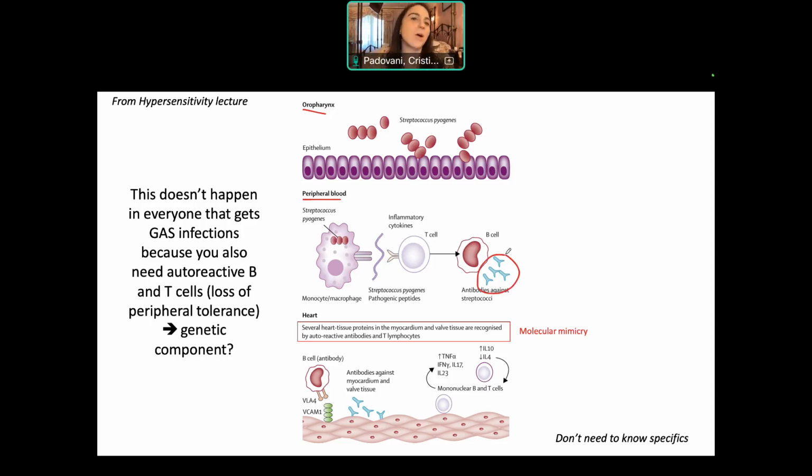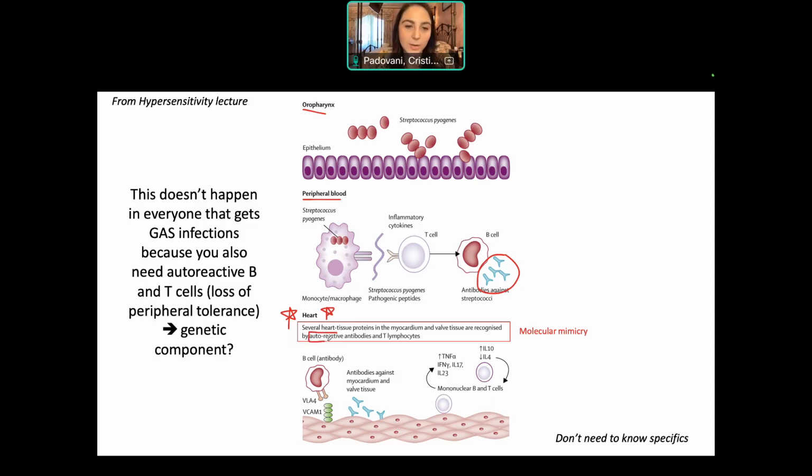Let's say you completely clear it out. You feel so much better. You get antibiotics. You feel great. But you still made, sometimes not all, you do, these antibodies against M protein. M protein, again, for whatever reason, in these patients, you can get molecular mimicry and you can get rheumatic heart disease. So several heart tissue proteins in the myocardium and valve are recognized by autoreactive antibodies and T cells.